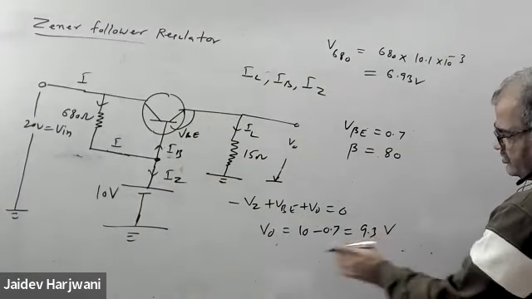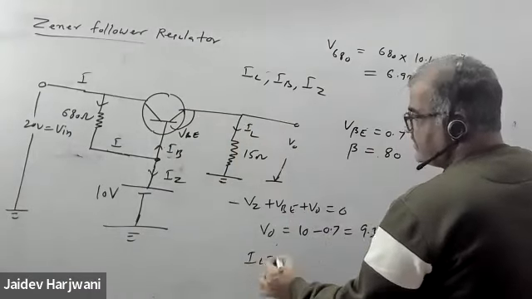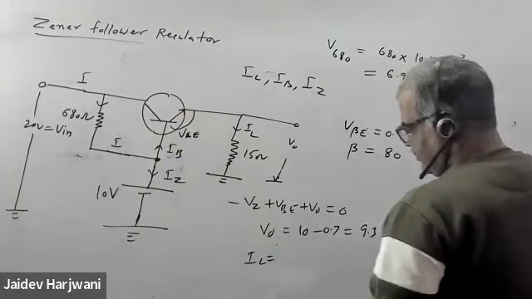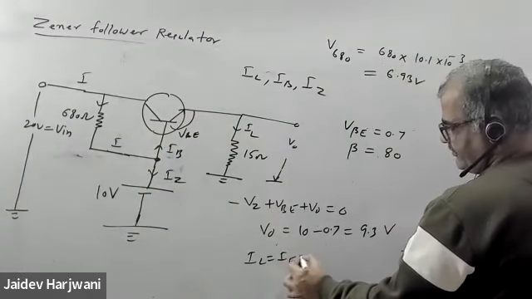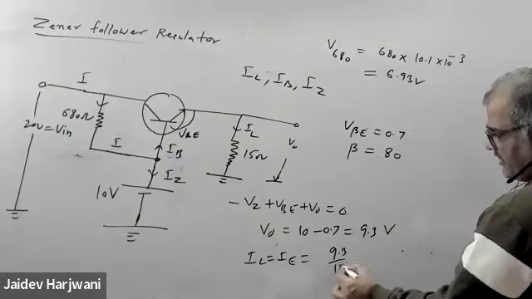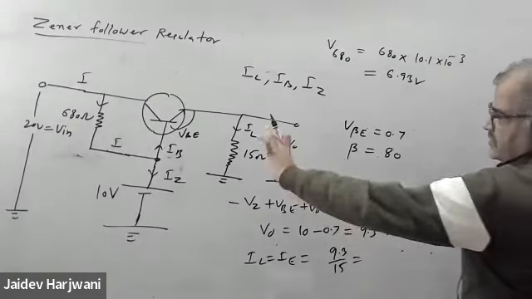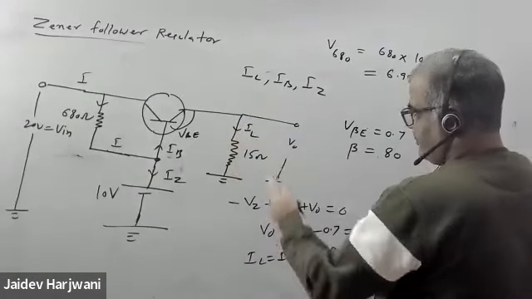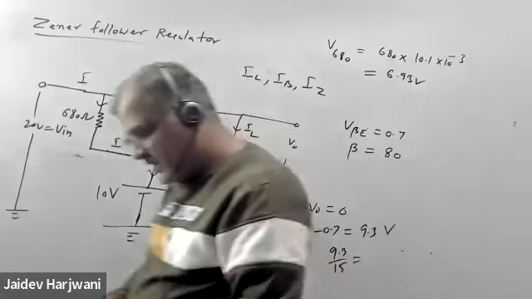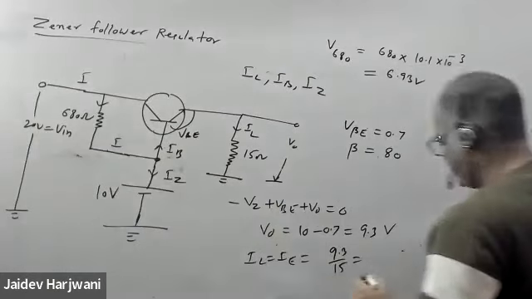Okay. Now once you know the V naught here, you can find current IL. IL in this case is your ammeter current. So IL will be 9.3 volts divided by 15 ohm. You know the volts, you know this resistance, so you can find the current. What is the current value? IL is 0.62 ampere.